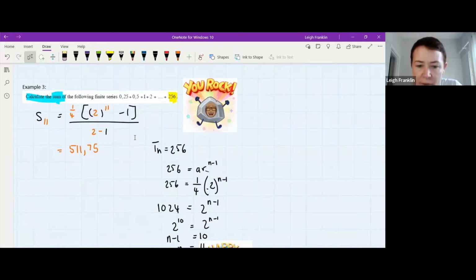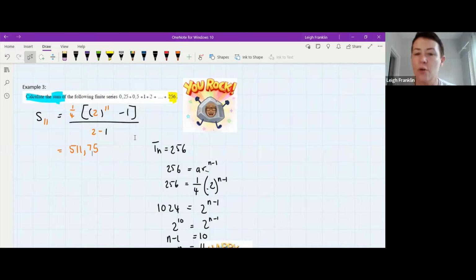Yes, what question do you have? Ma'am, can I write 0.25 instead of a quarter, or does it not matter? Absolutely, you can write 0.25. Okay, not a problem at all. Indeed, Valerie.